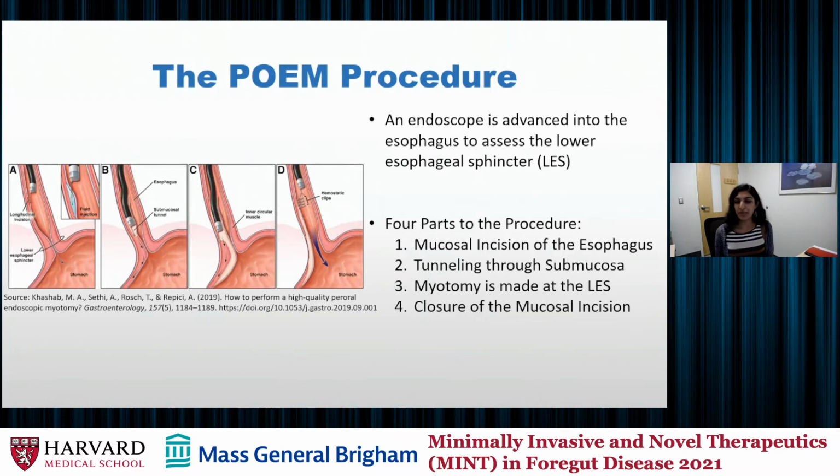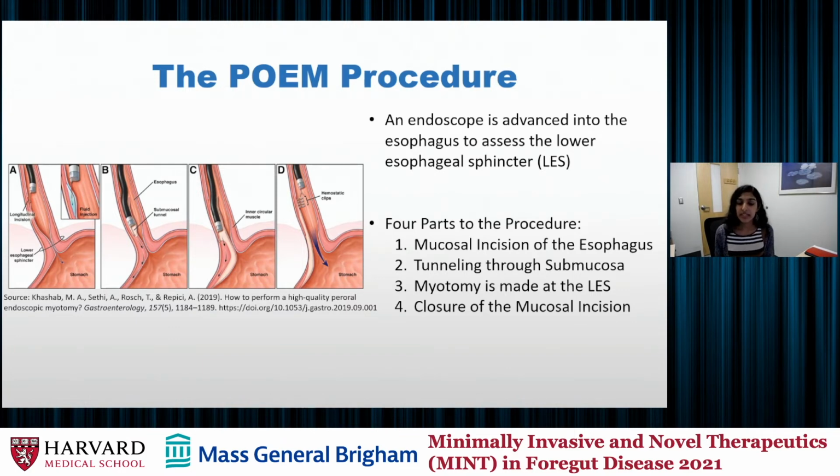So what is the POEM procedure? As you can see by this image, there is a step-by-step process, sort of similar to POP, but in a way, it's actually looking at the lower esophageal sphincter. So an endoscope is advanced into the esophagus to the lower esophageal sphincter. In the first part, which is A in that image, an incision is made into the mucosa in the esophagus. In picture B, the scope is tunneled through right towards the lower esophageal sphincter.